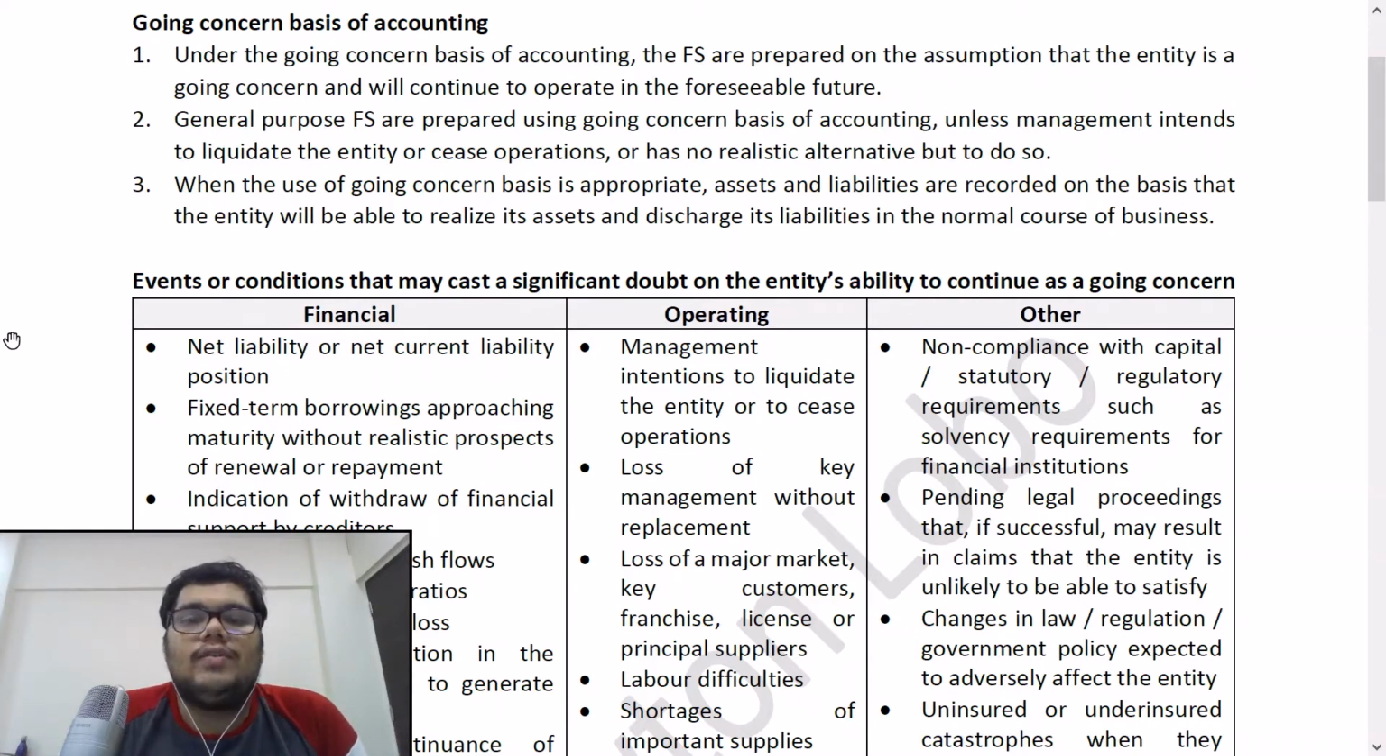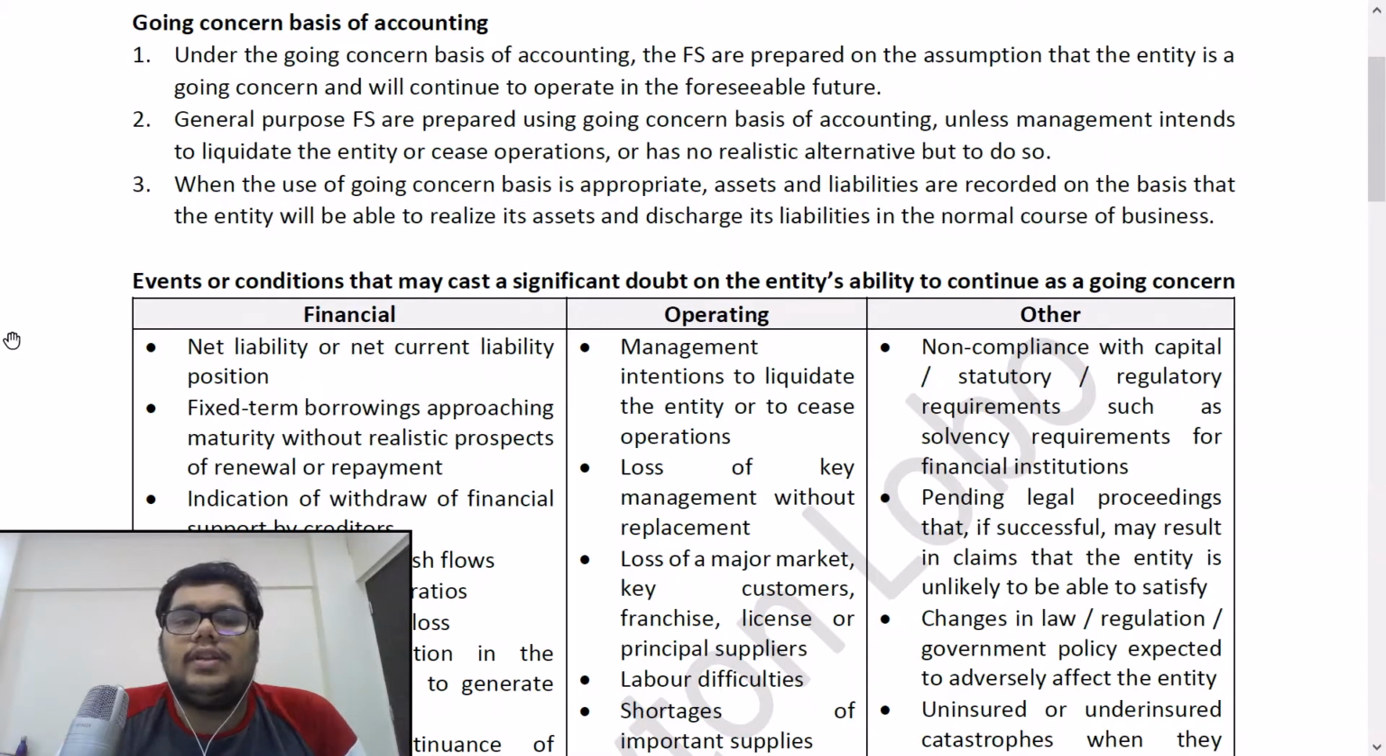Now what is the meaning of this part, no realistic alternative but to do so? Maybe there has been some fraud committed by the company and the court has ordered the company to shut down, or the court has ordered the company to be liquidated due to some court case, due to insolvency or bankruptcy. There can be several reasons why the courts have asked the company to liquidate its business. So the company, even though it may have the intention to continue its business, because the court has ordered closing down of the business, will have to abide by the court's ruling. That is why the going concern basis will not hold true in this case also.